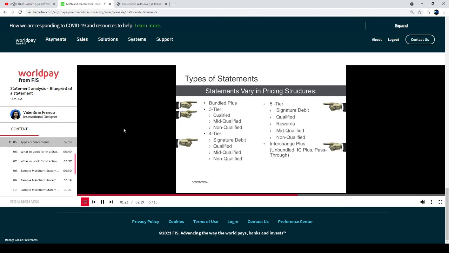And last but not least is Interchange Plus, also called Unbundled, IC Plus, or just simply pass-through pricing. This pricing structure is probably the most common for some processors. It really is easy to understand.